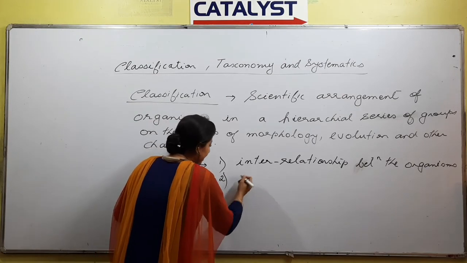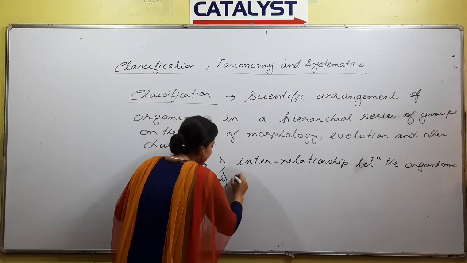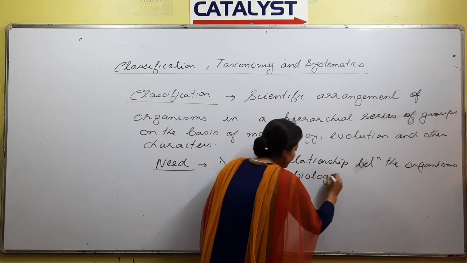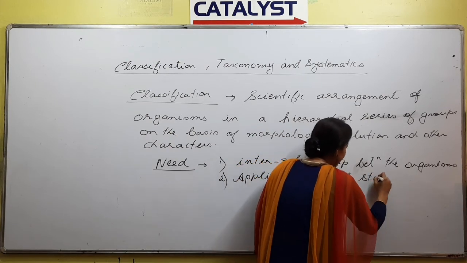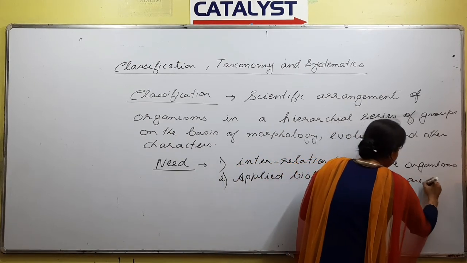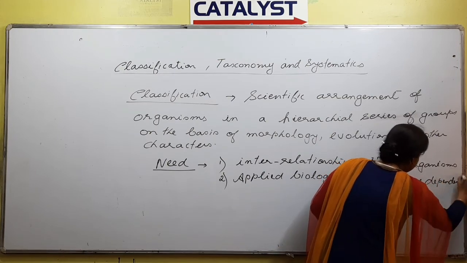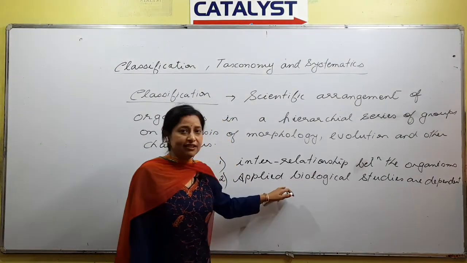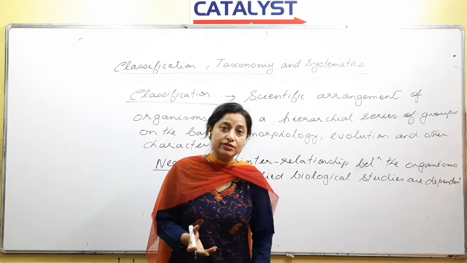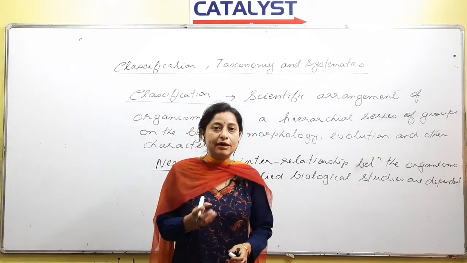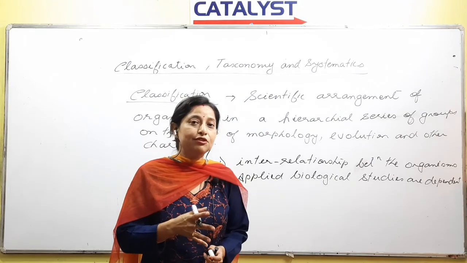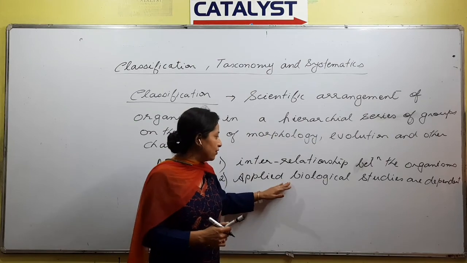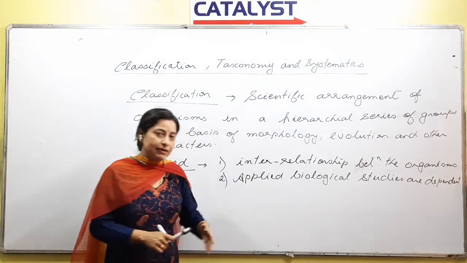Second is various applied biological fields. Applied biological studies or fields are dependent on classification. So based on classification, we can do applied biological studies. One example could be pharmaceuticals, right? If we have to make a drug, how do we make it? We use some plant extract, and which kingdom that plant belongs to, which species. So ultimately classification helps in the study of applied biology.